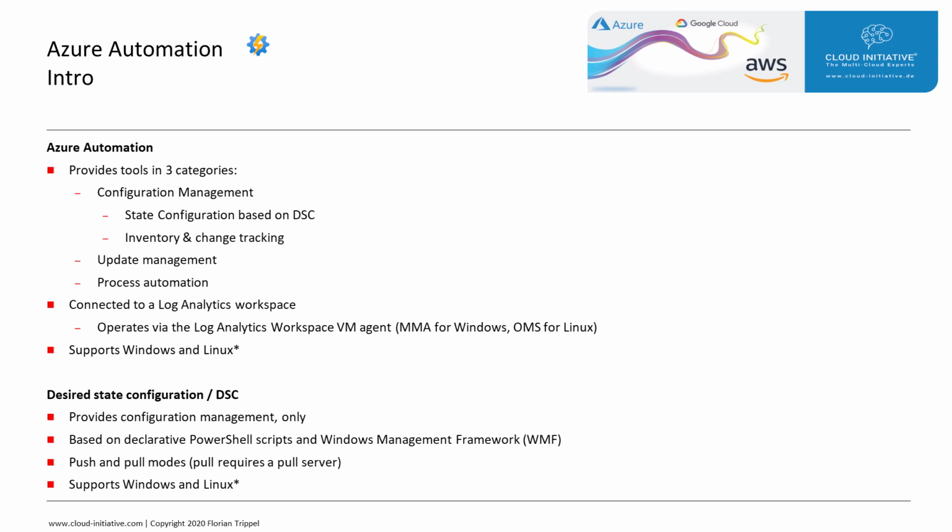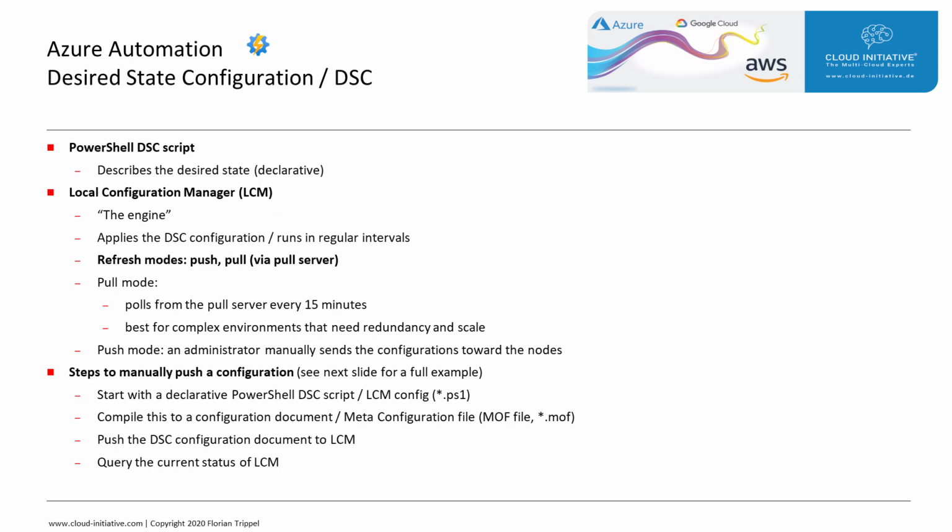Another thing that I would like to stress is that automation state configuration is built upon PowerShell desired state configuration, which is based on Windows Management Framework and exists independently of automation. That is why we want to learn about desired state configuration first. In DSC, you write declarative PowerShell scripts that are then compiled into a meta configuration file. The central piece of DSC is the local configuration manager, which runs on each node as it is part of the Windows Management Framework. LCM handles and applies meta configuration files.